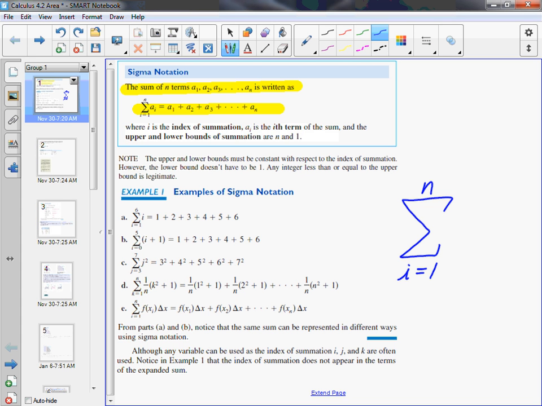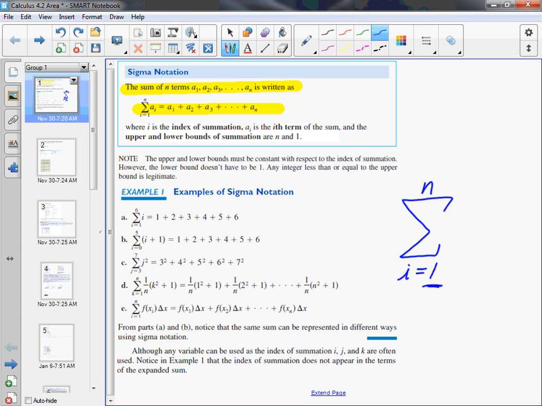Okay? We usually start at 1 because, I mean, when you start counting, you like to start at 1. You don't have to. You can start at 0. You can start at 3. So you will see an actual number written right here. Okay? That tells you where to start counting. You count up until you reach N.